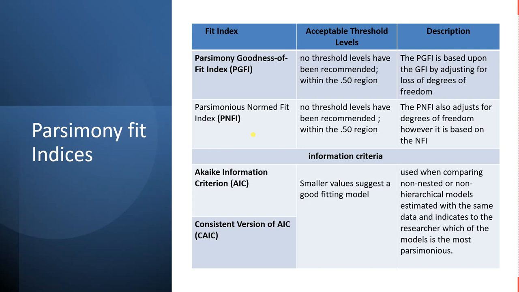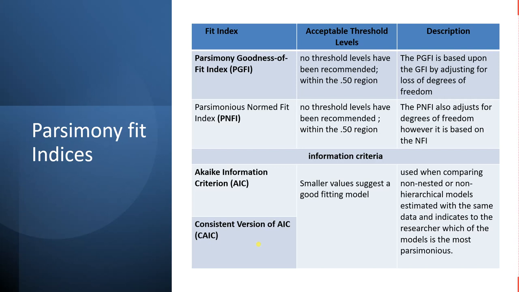Another set of parsimony fit indices are based on information criteria: AIC, the Akaike information criterion, and the consistent version of AIC, CAIC, are two examples; there are others also. And again, there is no threshold value for it. Smaller the values, better the model. So if AIC is lower with model A compared to model B, then model A will be called the better, best fitting model compared to B.